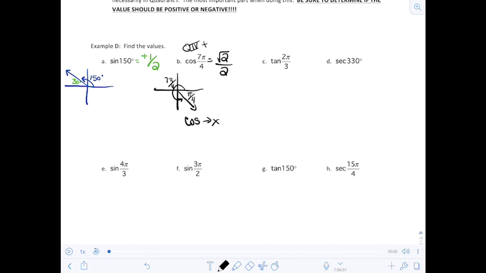The tangent of 2 pi over 3. So 2 pi over 3, if we think about where that is, that's going to be in the second quadrant.